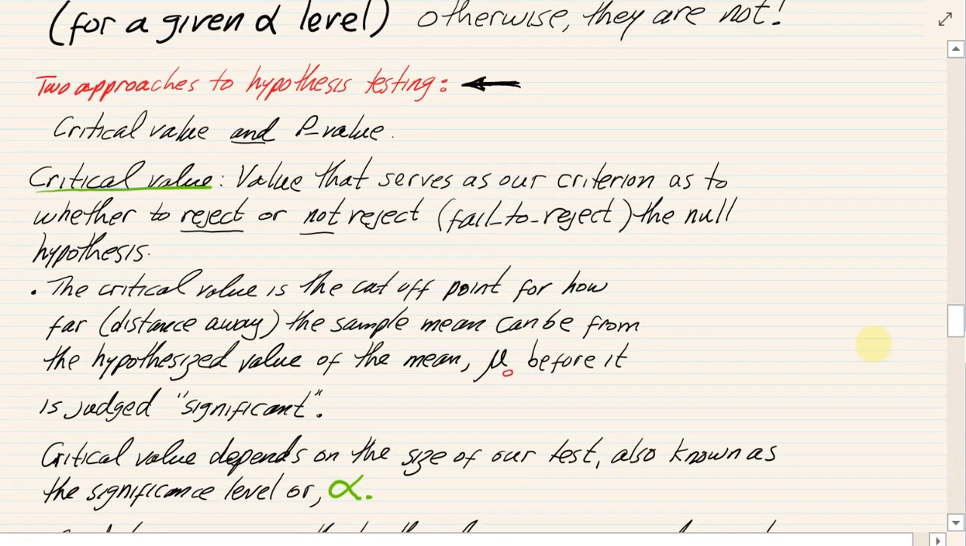Now, where do these critical values come from? Well, they depend on alpha, the probability of a type 1 error, or the size of the test. That's where they come from.